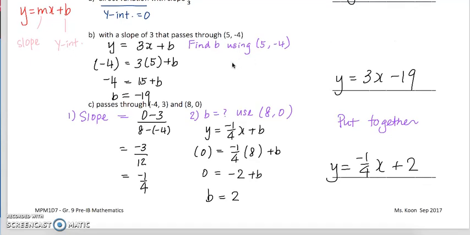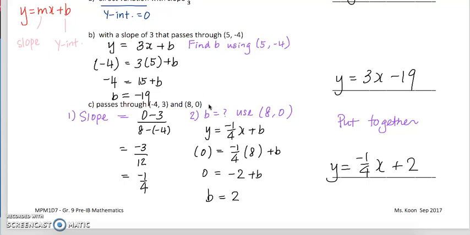A line that has a slope of 3 that passes through the point 5 and negative 4, I know right away that y equals 3x plus b will be the form of this equation. But I still need to know what the y-intercept is on this line. So you'll substitute the 5 and negative 4 as x and y values in this equation to solve for b. When you do that, you get b equals negative 19. So putting everything together, you get the equation y equals 3x minus 19.